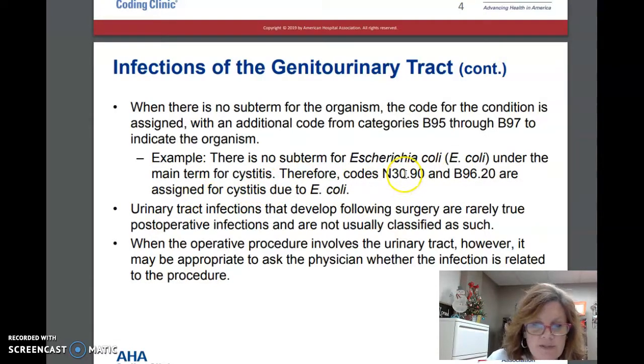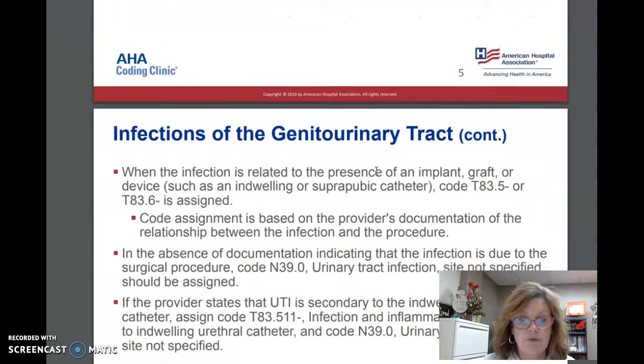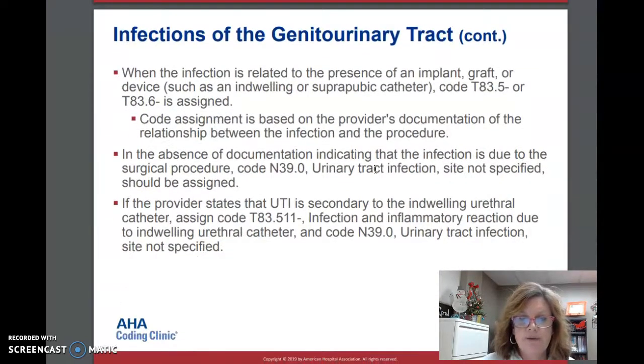They develop following surgery, and it's not really a postoperative infection. So usually, again, you may want to ask the physician whether the infection is related to the procedure. Okay, so if it's related to an implant or graft device, it's going to be a T code for like a complication, mechanical complication, that type of thing.